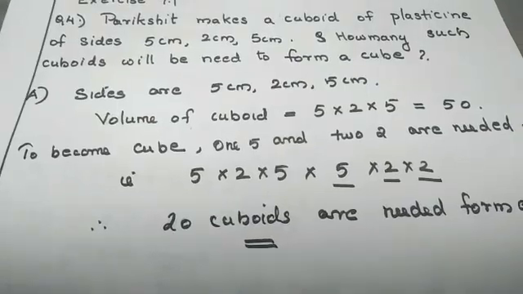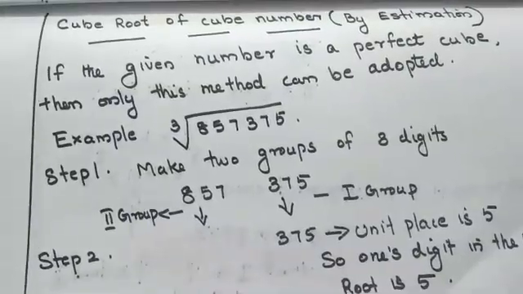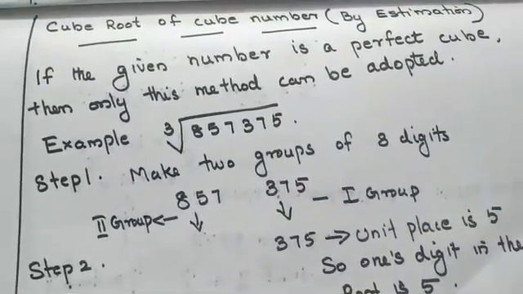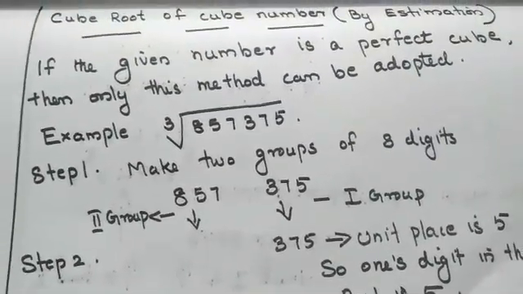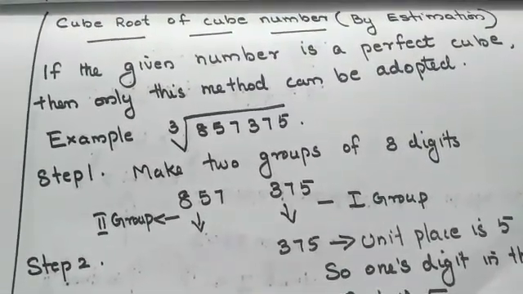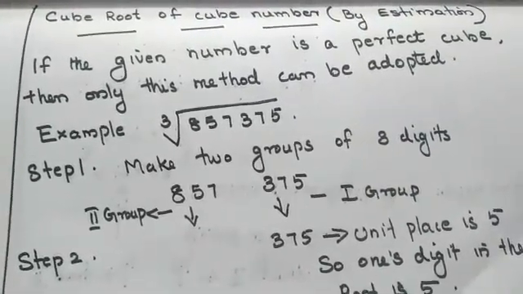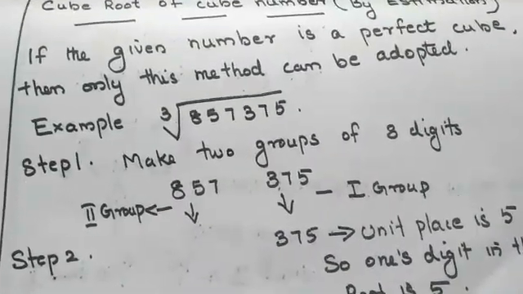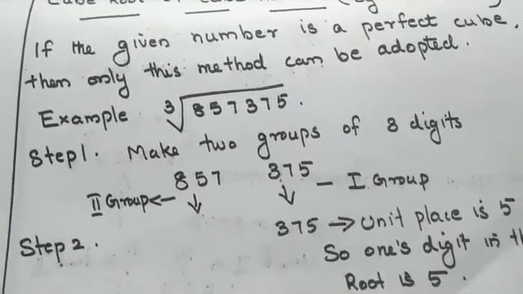That is the last section of our chapter. That is cube root of a cube number by estimation. By the prime factorization method, we calculated the cube root of a cube number. Here, by the method of estimation or by guessing, you can find the cube root of the number. Here the steps are there.